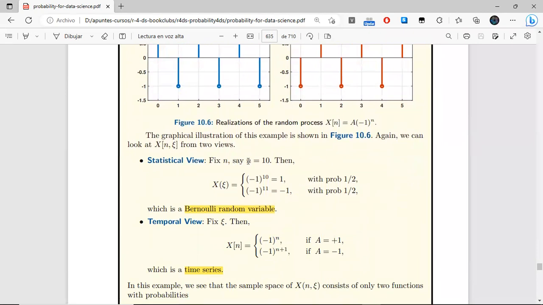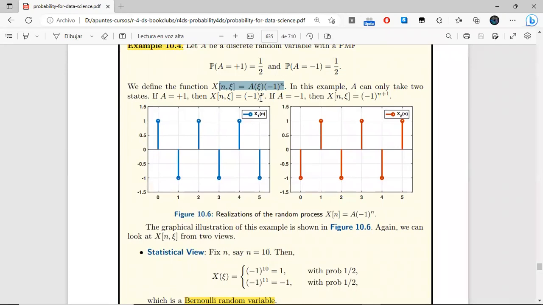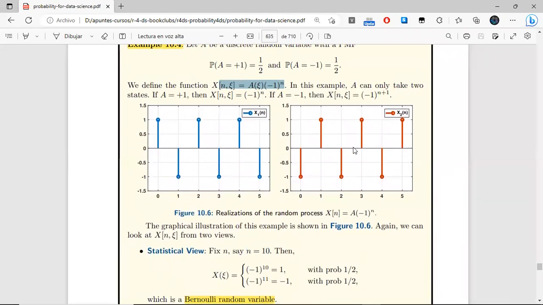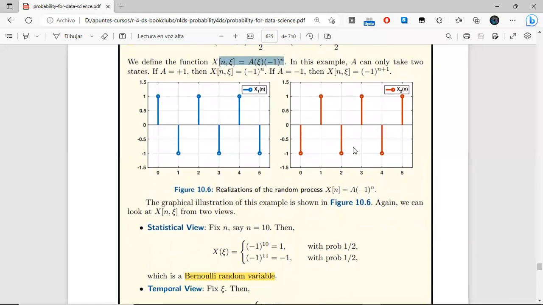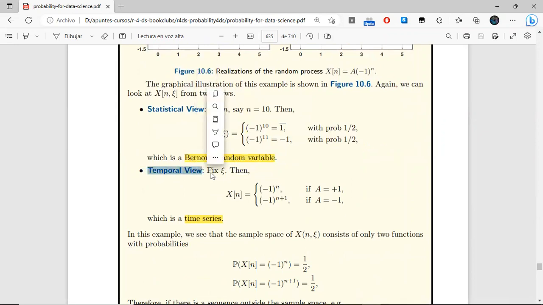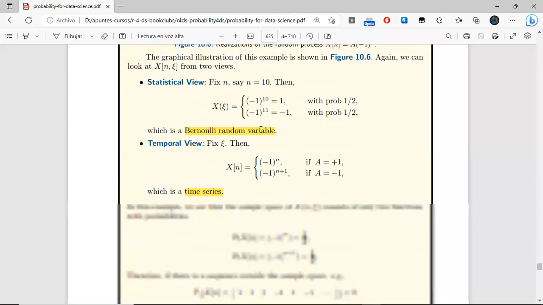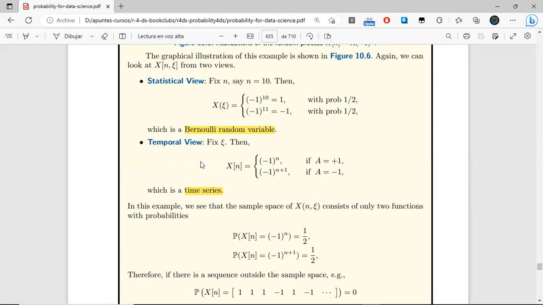So we can take a look at the statistical view that was fixing the time. So in this case, it would be fixing this n value. And over here, for the expression, we will have A of chi. It's simply A of chi, but now because A of chi follows a Bernoulli distribution, then we know how its values are occurring and with what probabilities. And its values would be simply one with probability 1/2 and minus one with the same probability. It's just a Bernoulli random variable. But now for the temporal view, we fix the random key, then we can change n as a positive integer. If A is one, then we simply replace in the formula, and similarly for minus one. And now what we are obtaining from this temporal view is a time series. And I think most of the applications in the last part of this chapter are related to time series.